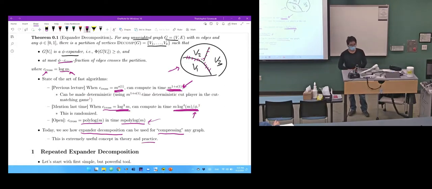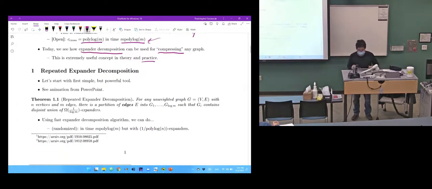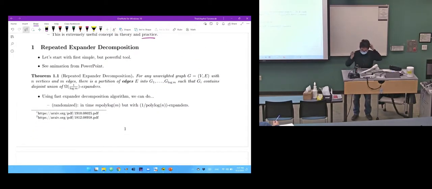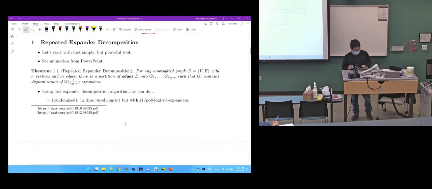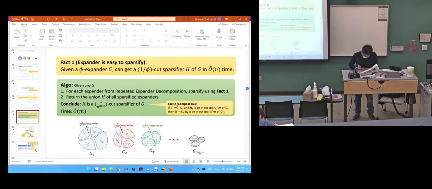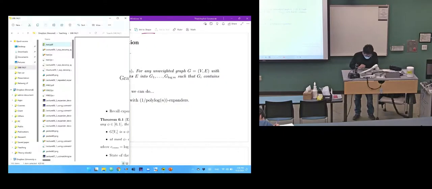Let me just go into the meat of the lecture. So the first tool that we will use is something that I call repeated expander decomposition. It's going to be something very simple but powerful. So let's see.